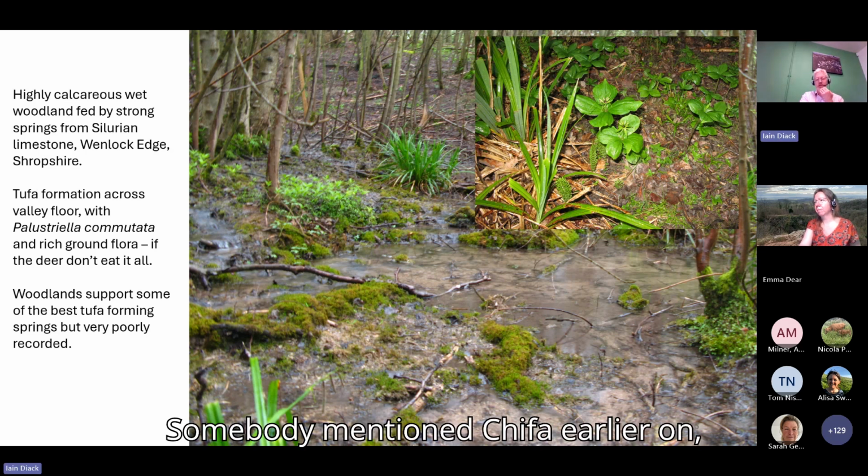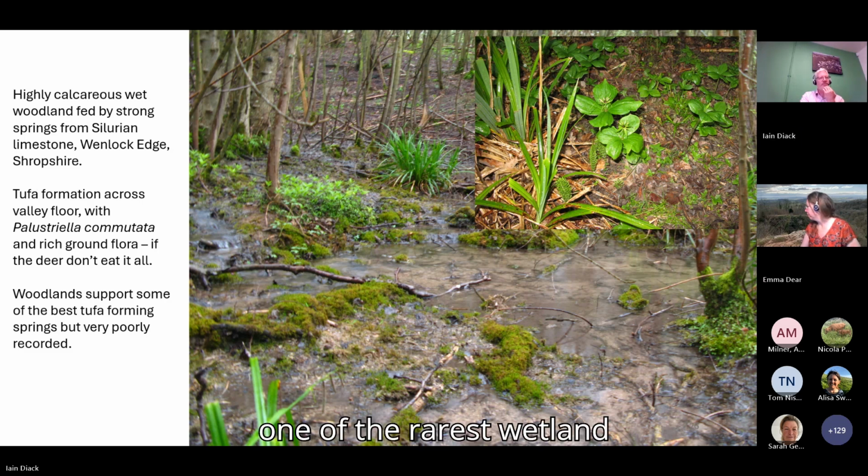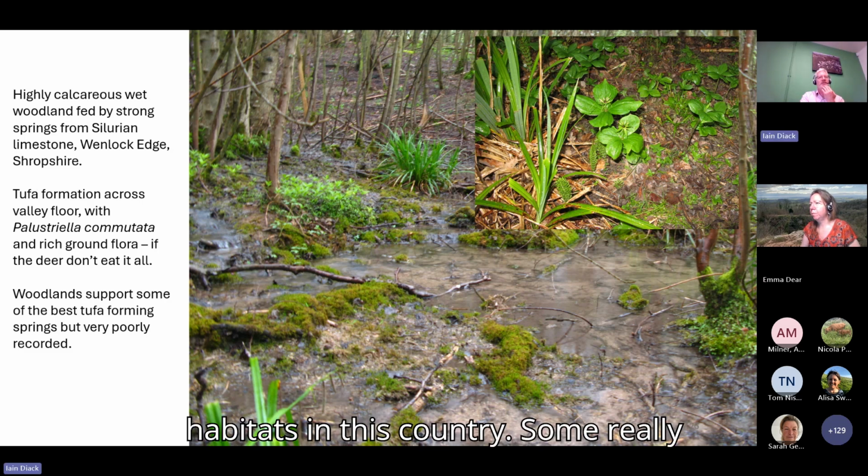Somebody mentioned tufa earlier on, didn't they? Tufa is one of the rarest wetland habitats in this country. Some really good ones in wet woodlands. So look out for them and do record them.